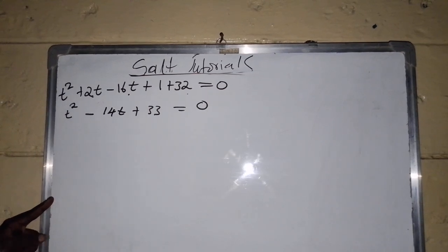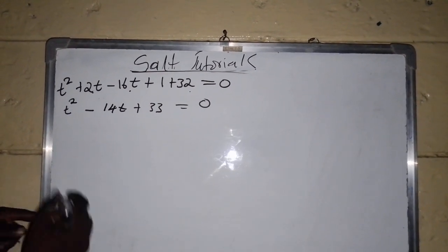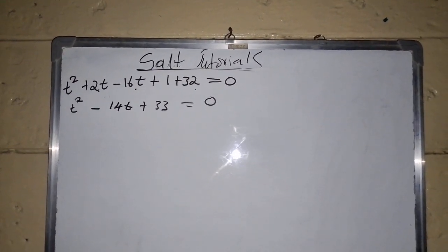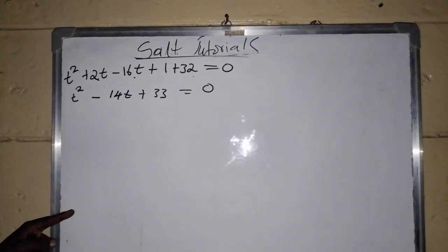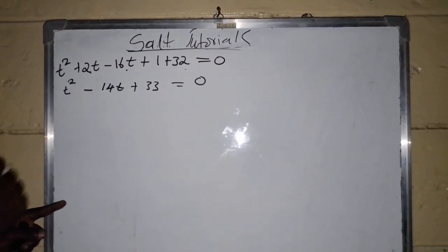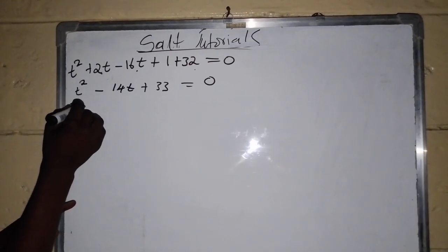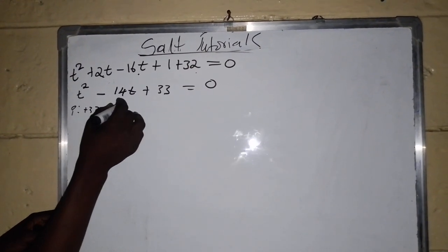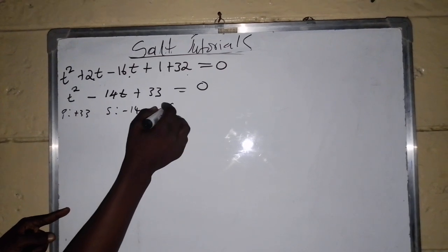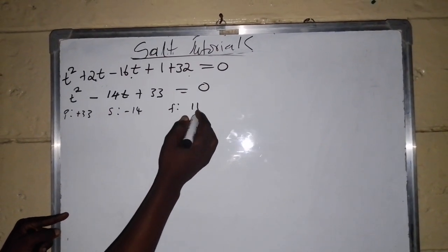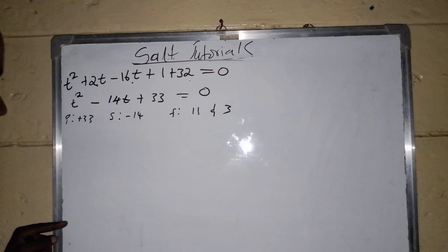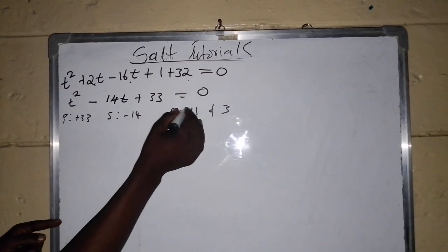So from there, this is a quadratic. I'm sure using factorization can work, where we know that the product is positive 33, the sum is negative 14, and the factors should be 11 and 3. Both of them should be negative.